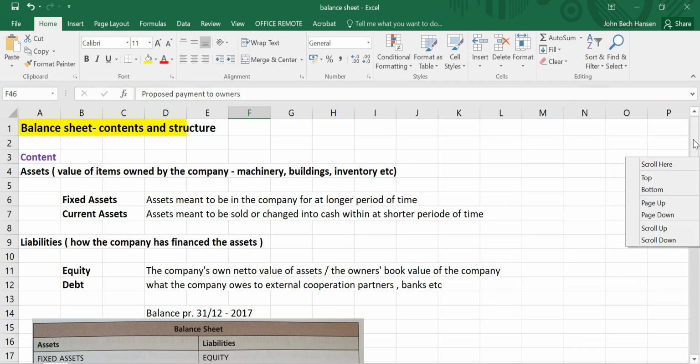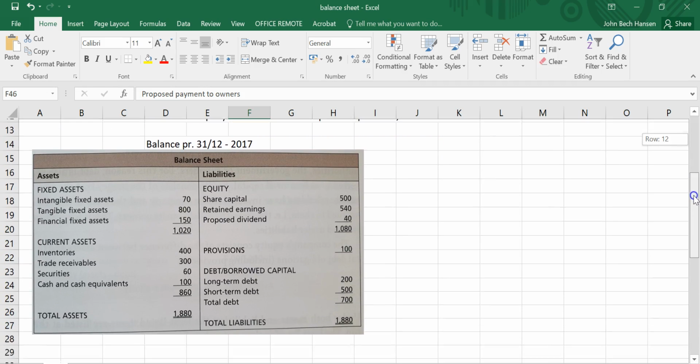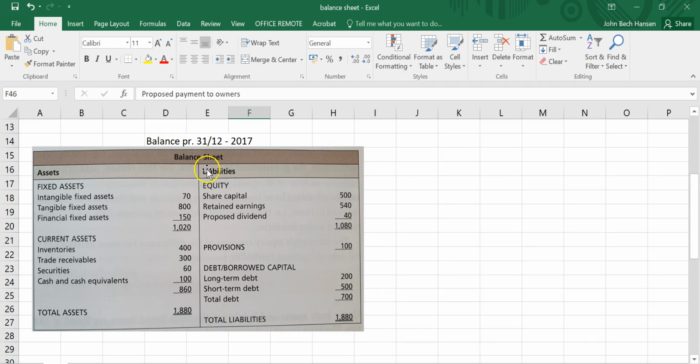And we can go down and look at the example down here. Balance sheet from the end of December. We have assets and liabilities. And there is a very strict rule about those two. They are always equal to each other. So total assets equals total liabilities.